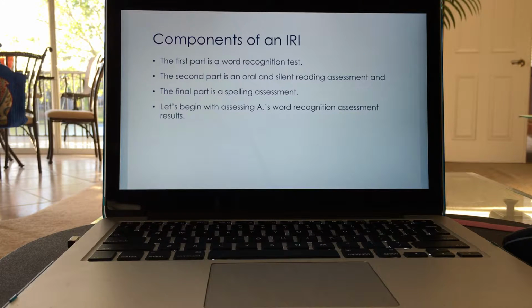There are three components of the exam. The first part is a word recognition test. The second part is an oral and silent reading assessment. And the final part is a spelling assessment. Let's look at A's word recognition test scores.